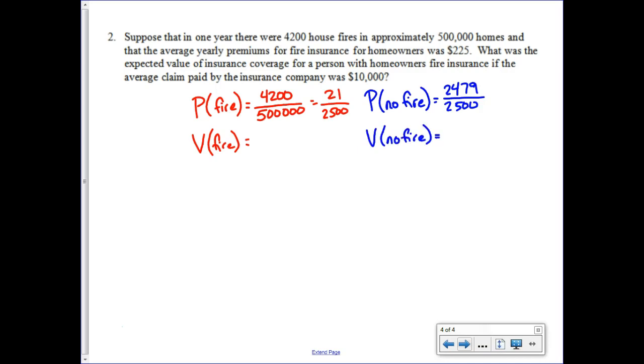Well, as the homeowner, if you don't have a fire, you have paid $225 and essentially gotten nothing out of it. Now, hopefully you appreciate the coverage in case something does happen, but essentially you are down $225. The value of a fire, then, you've still paid that $225, but the insurance company has paid you back $10,000. So your value then is $9,775.